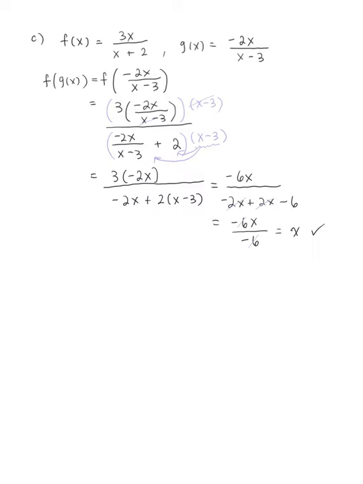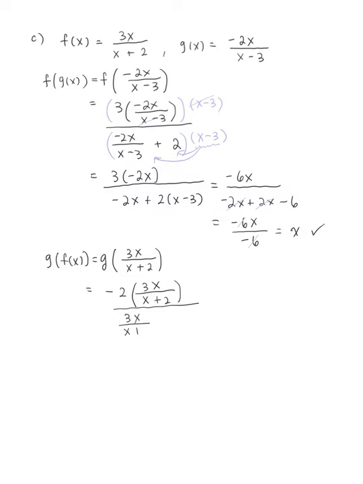Now let's check the other way. g of f of x. So we got g of f of x. So this is g of 3x over x plus 2. Okay, so this is the same thing as negative 2 times 3x over x plus 2, whole thing over 3x over x plus 2 and then minus 3. I know it looks fugly, but we can do it.